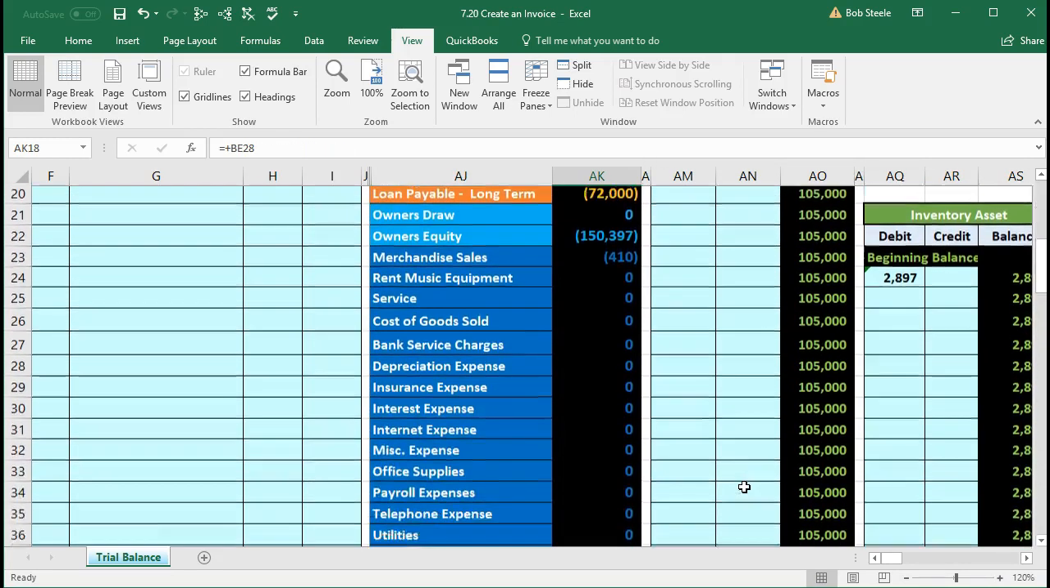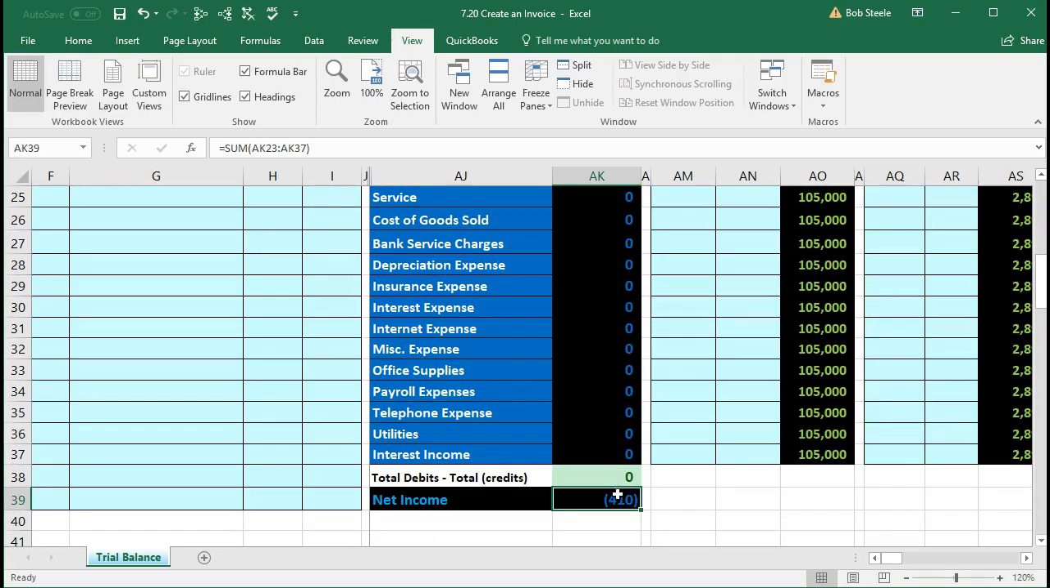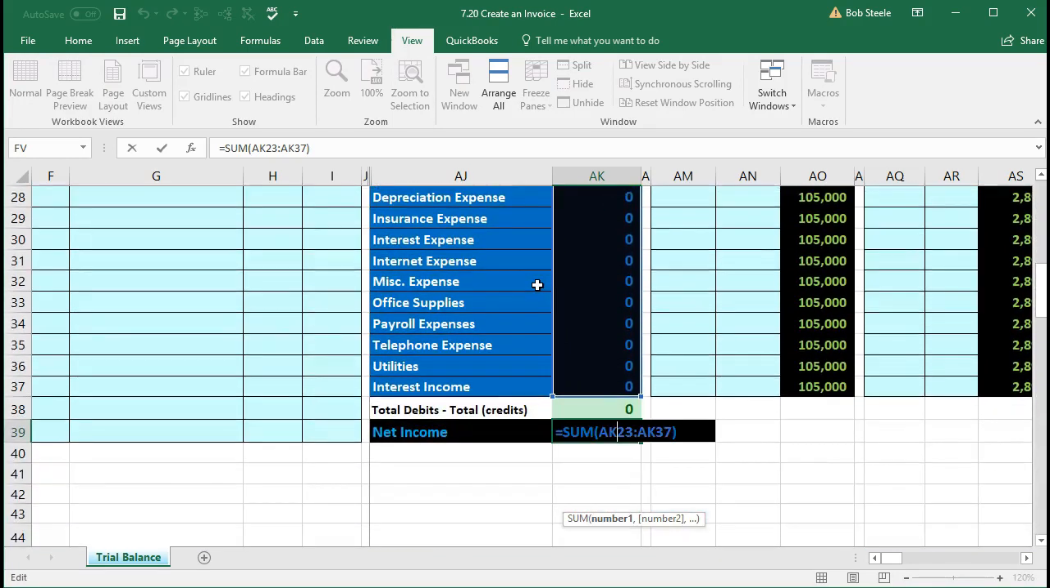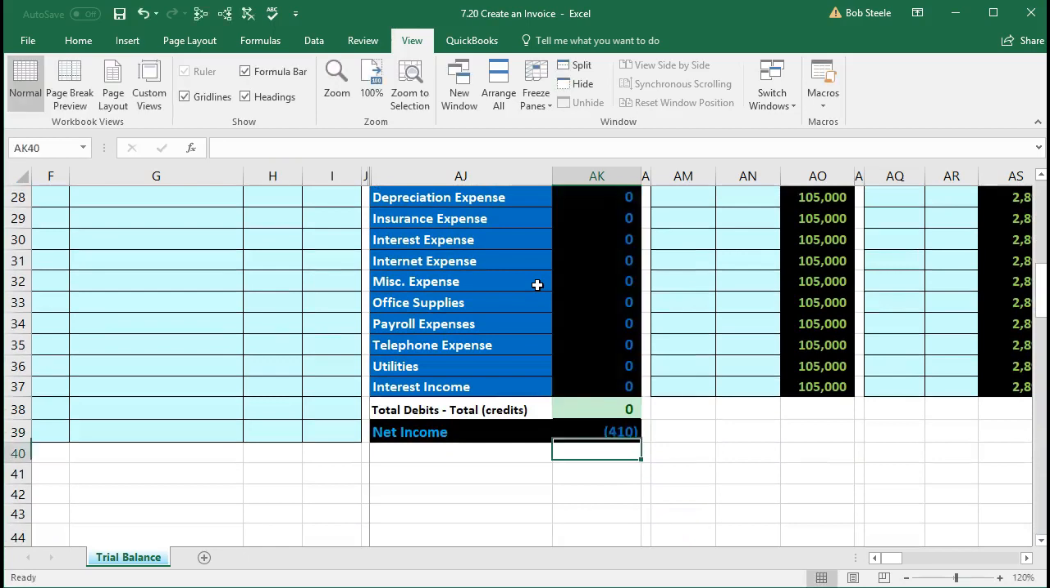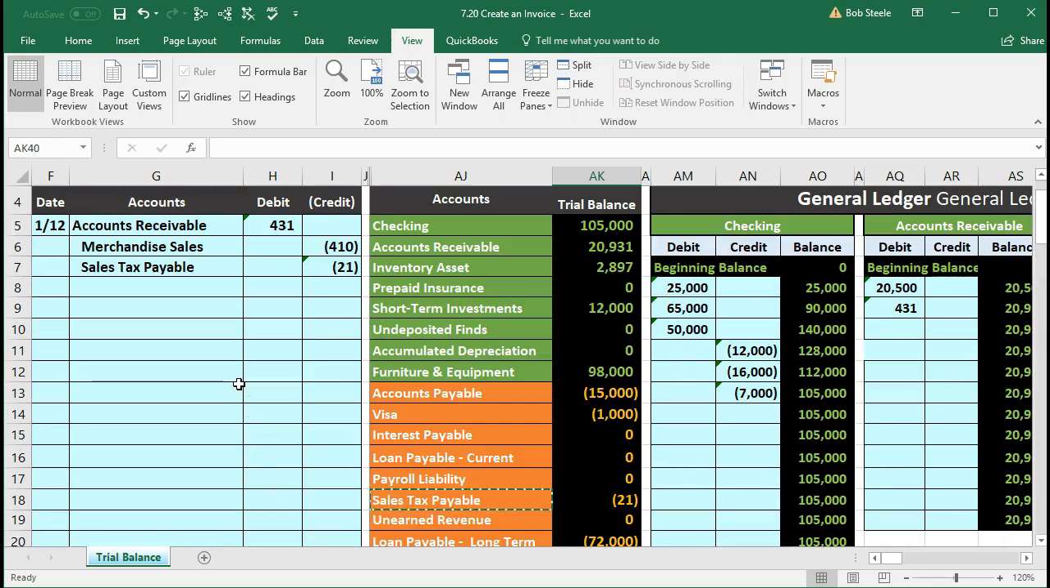We should be back in balance, meaning the debits minus the credits equal 0. And we now have net income. We have income, meaning the credits of the revenue accounts are greater than the debits of the expenses, which we have none yet. And therefore, we have revenue of 410. That's a credit. Doesn't mean a loss in this case, in the case of our trial balance. That's the first part of our transaction.